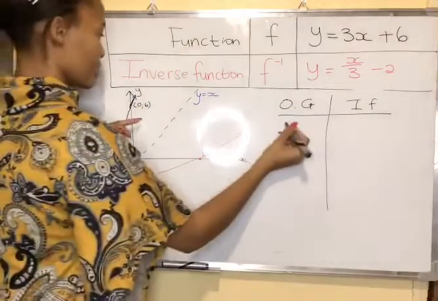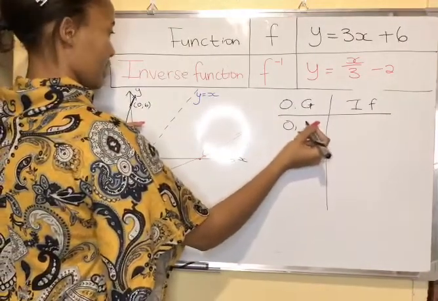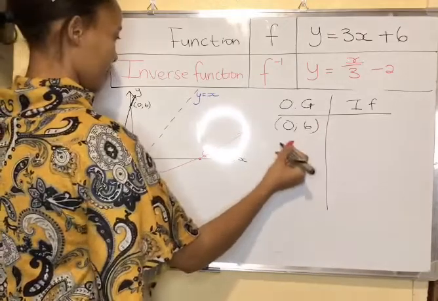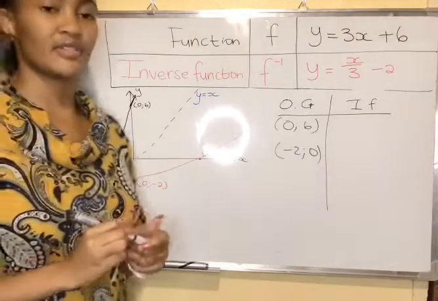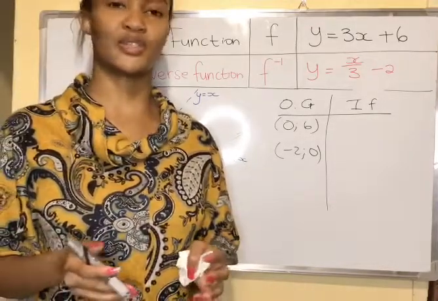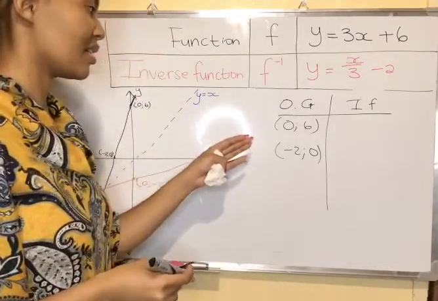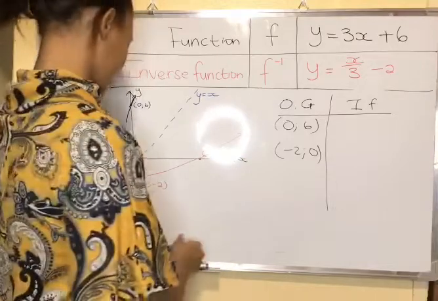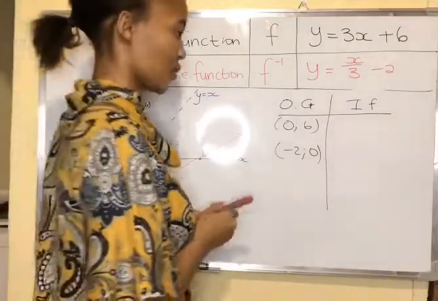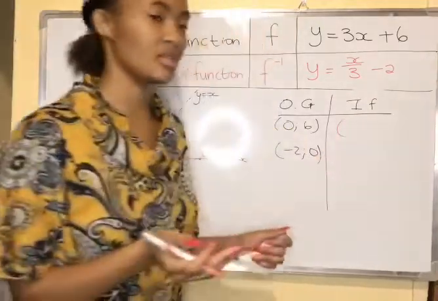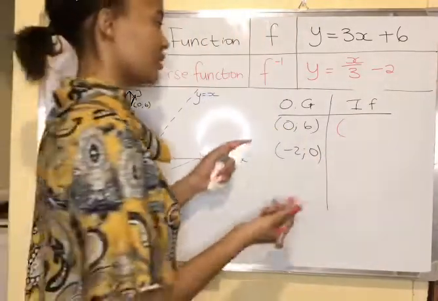What we have is (0, 6) and (-2, 0). Remember, inverse functions are all about swapping x and y. So coming here, instead of doing all the steps, all we had to do was just swap x and y to get the coordinates of our inverse function.